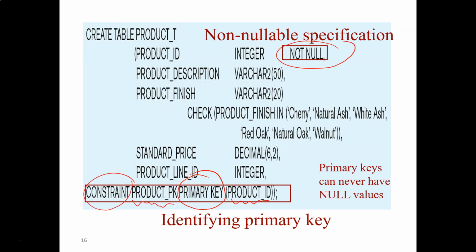As a rule, the primary key should never have no value. Therefore, using the not null option for product ID attribute is somewhat redundant here because of the primary key definition.